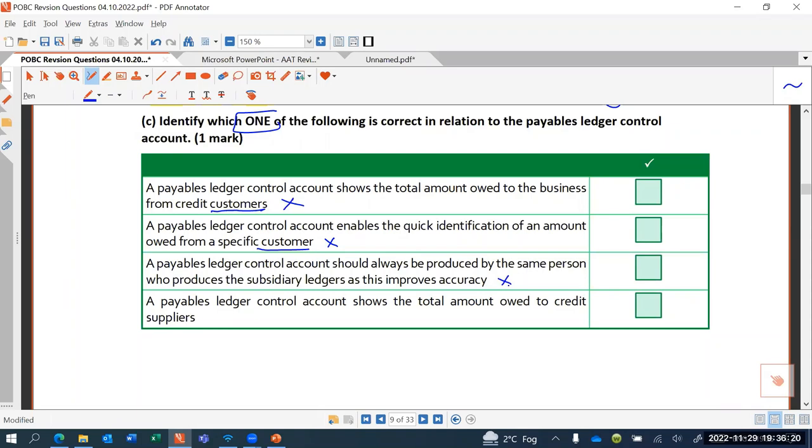So now I have the last one here, and I'm hoping this is right because it's the last one that's left. A payables ledger control account shows the total amount owed to credit suppliers. That's what I was looking for. So that's the one I'm interested in. So it does show the total amount owed to my credit suppliers.